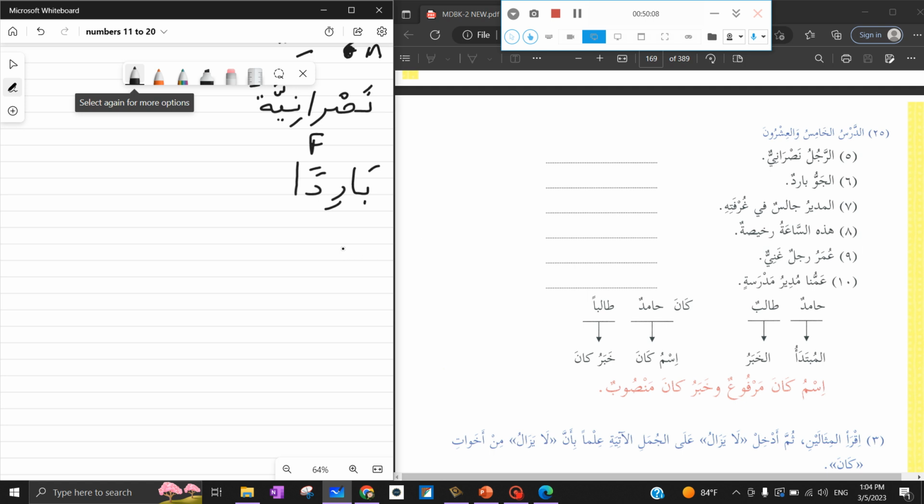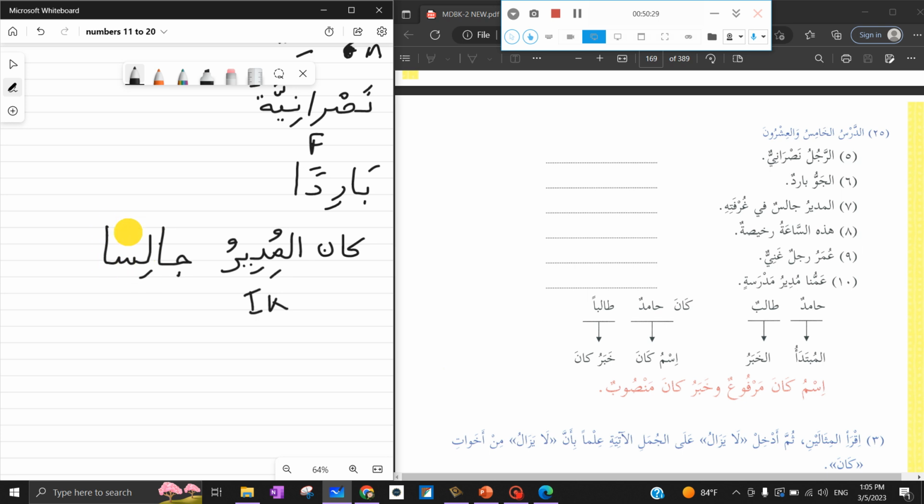So you will use kana al-mudiru. This will become ism kana. Kana al-mudiru. What about khabar kana? Jalisan. What about the letter with a fathatain with alif? Jalisan fi ghurfatihi, and you will continue with the rest. You just have to concentrate on the mubtada and the khabar. You need to make the mubtada as ism kana and khabar as khabar kana.